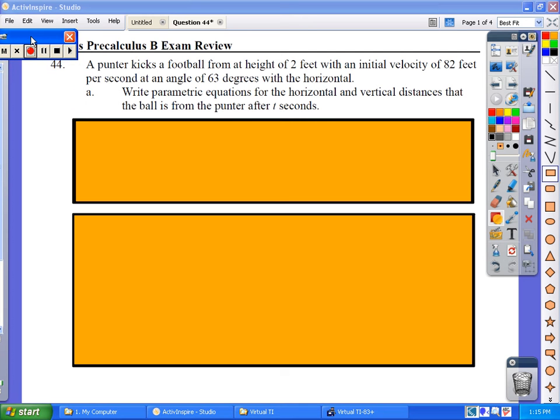Question 44. A punter kicks a football from a height of 2 feet with initial velocity of 82 feet per second at an angle of 63 degrees with the horizontal. Write parametric equations for the horizontal and vertical distances that the ball is from the punter after t seconds.